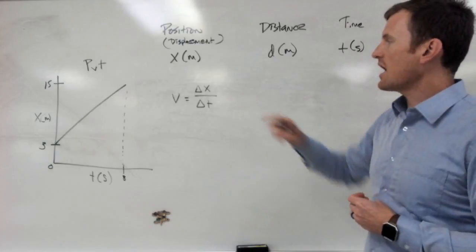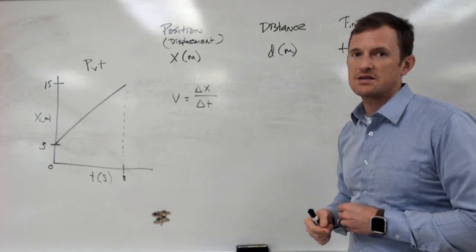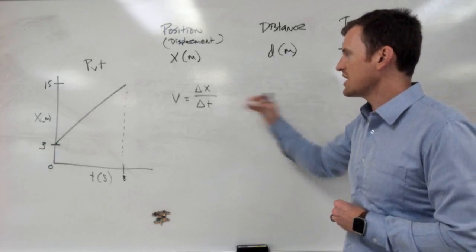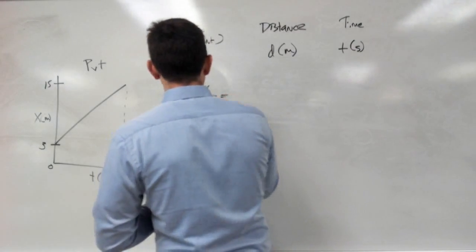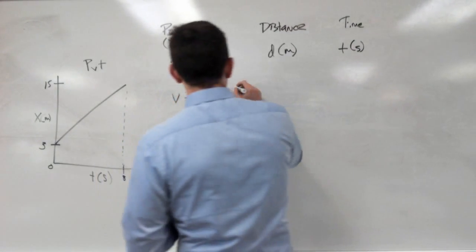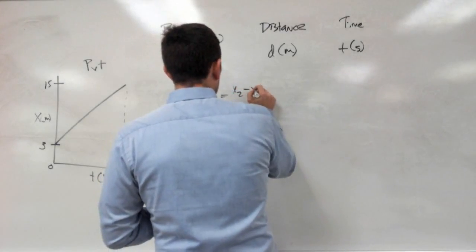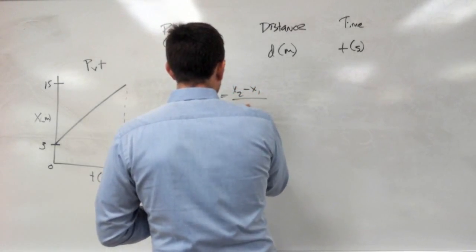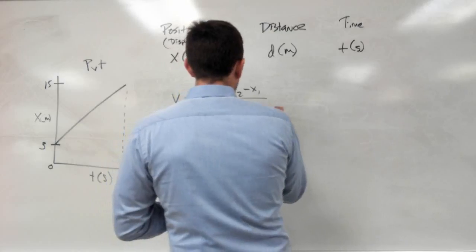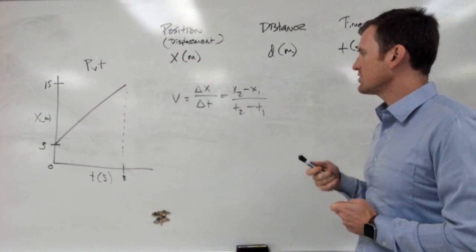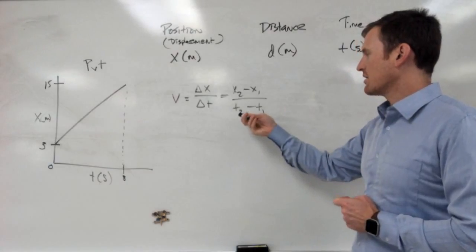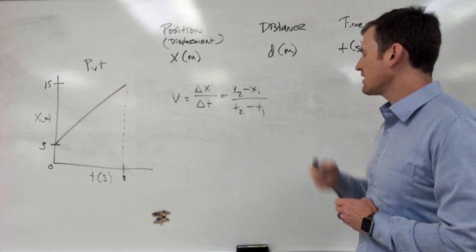So we have delta x over delta t, which again can be read as the change in x over the change in time. We calculate delta x and delta t by doing x2 minus x1 divided by t2 minus t1. Our final x minus our initial x divided by our final time minus our initial time.